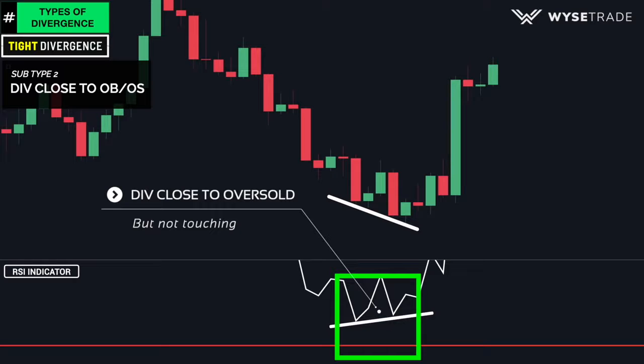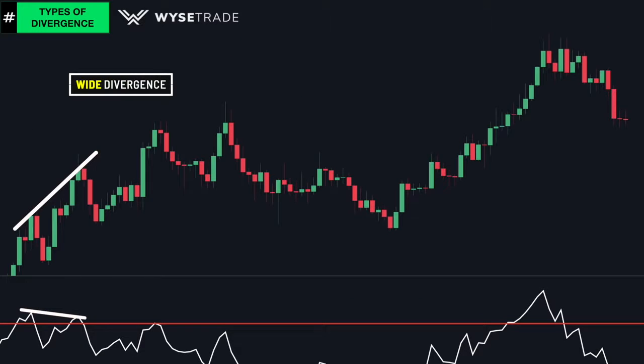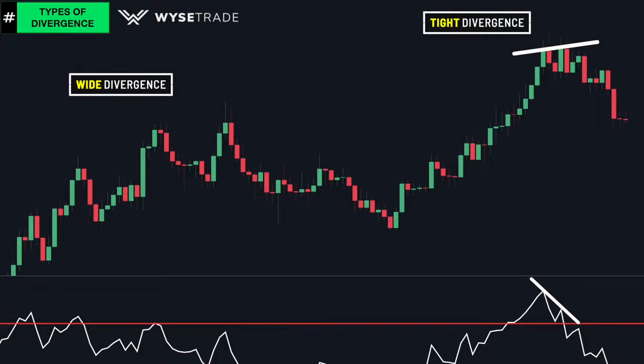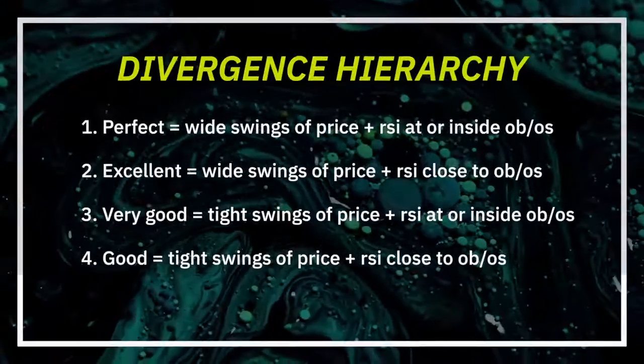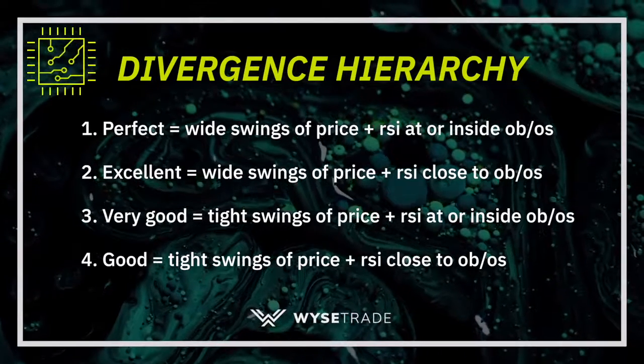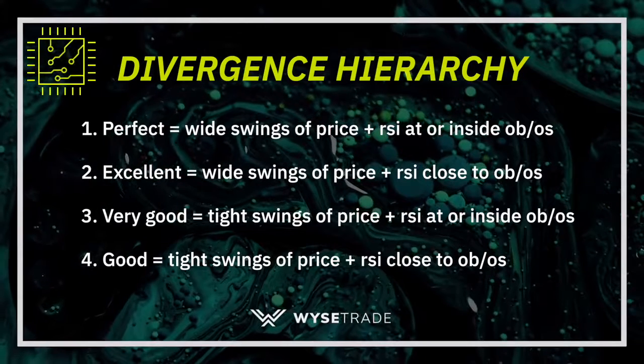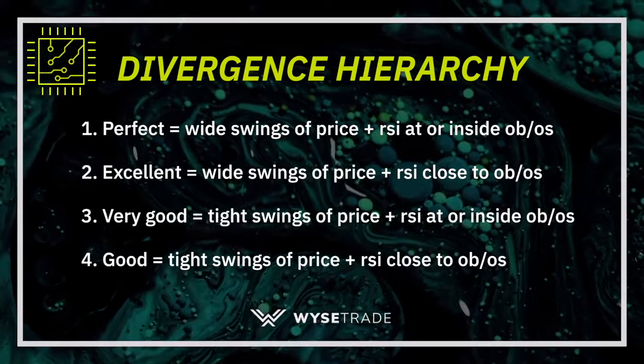So let's put both wide divergence and tight divergence on one chart as a quick recap. Wide divergence, reversal. Wide divergence, reversal. Wide divergence, reversal. And then tight divergence here, reversal. So as a quick recap, here is our divergence hierarchy. Now all divergence is good, but just use this hierarchy to rank the quality of the divergence and the trade you are looking at.